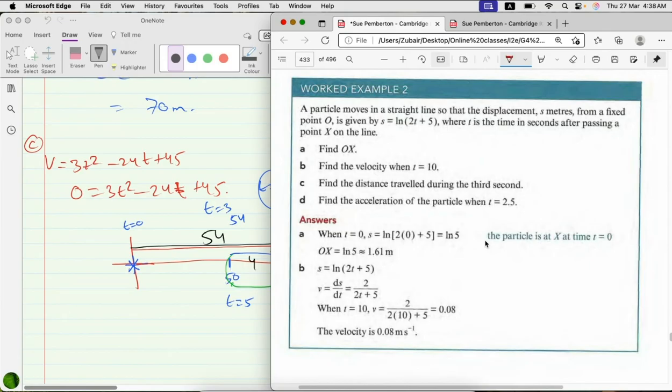Because the particle moves along a straight line, the displacement from the fixed point O is given. The displacement equation is already given, so there's no thinking part at this point. Here t is the time in seconds after passing O, and it says find OX.